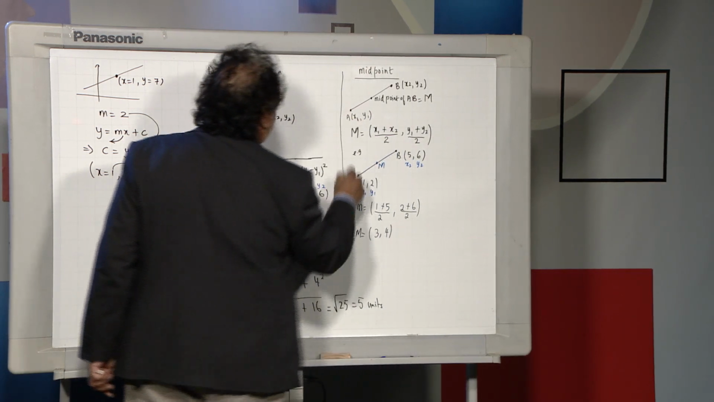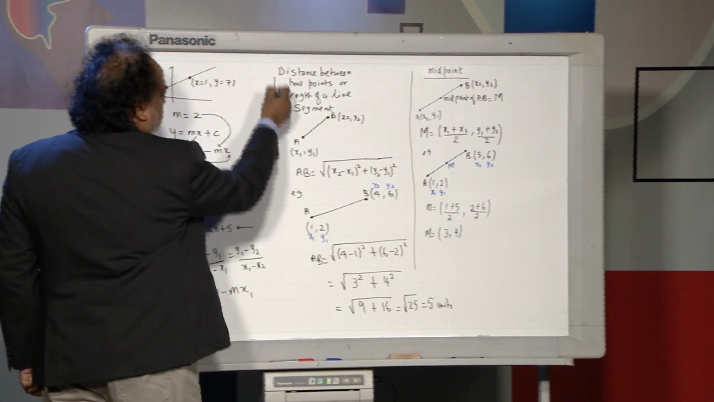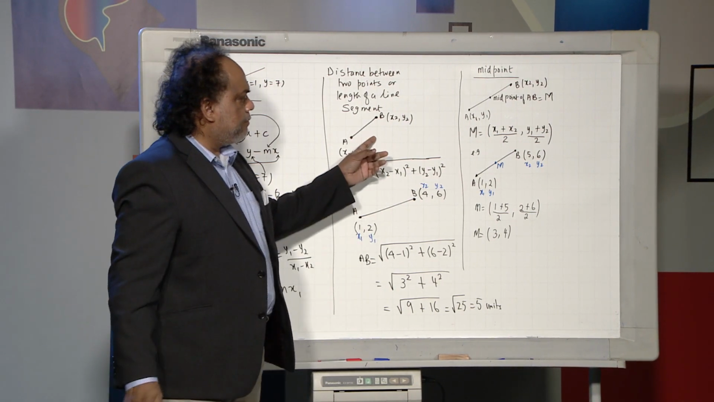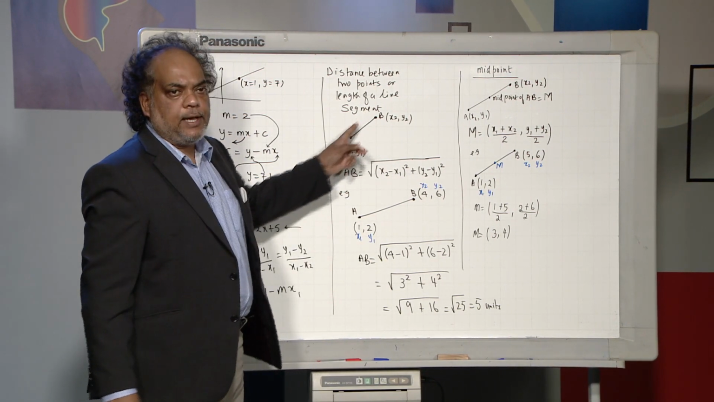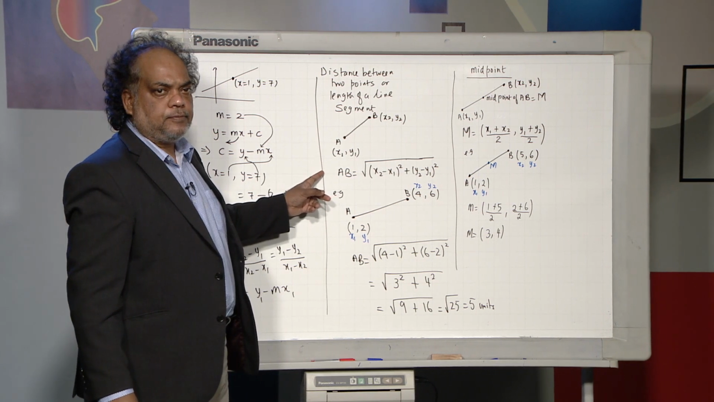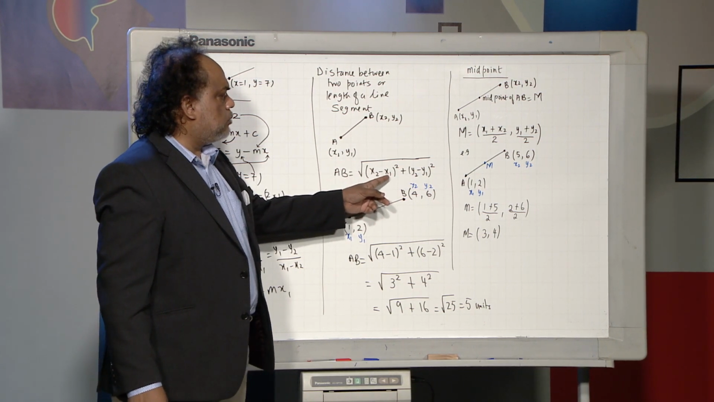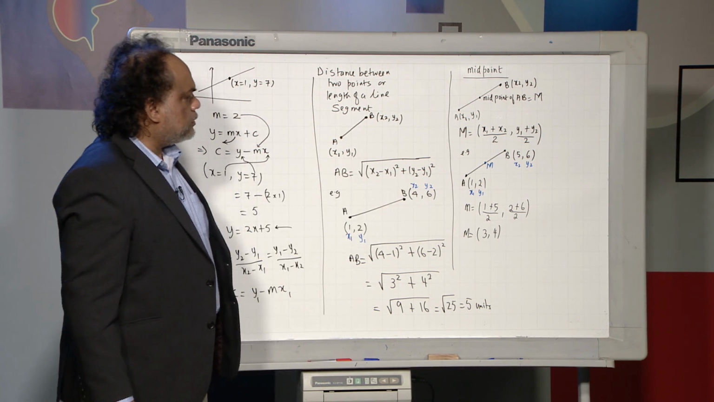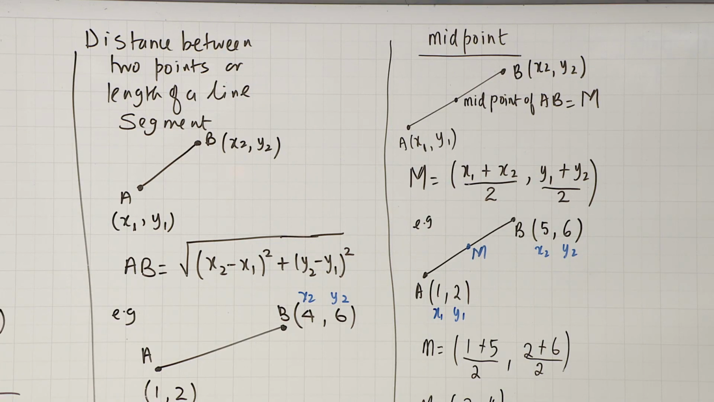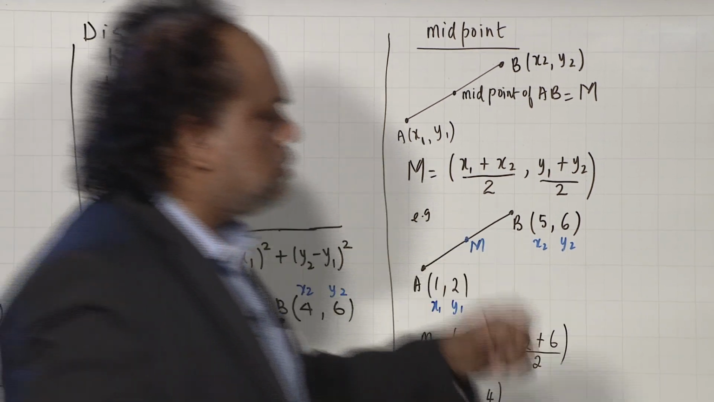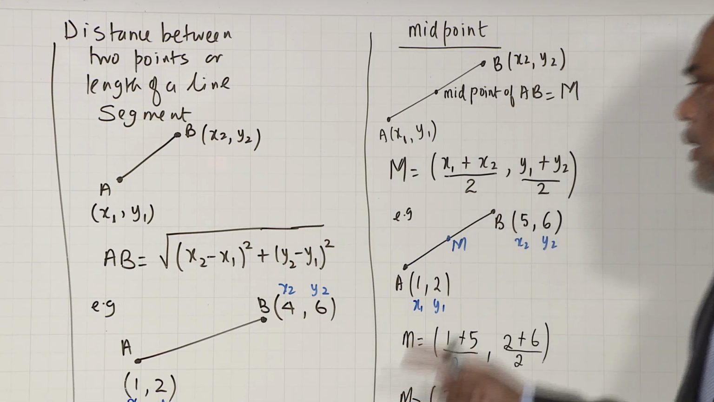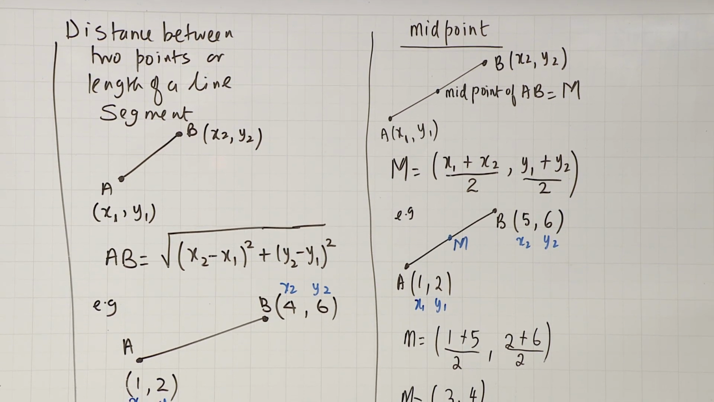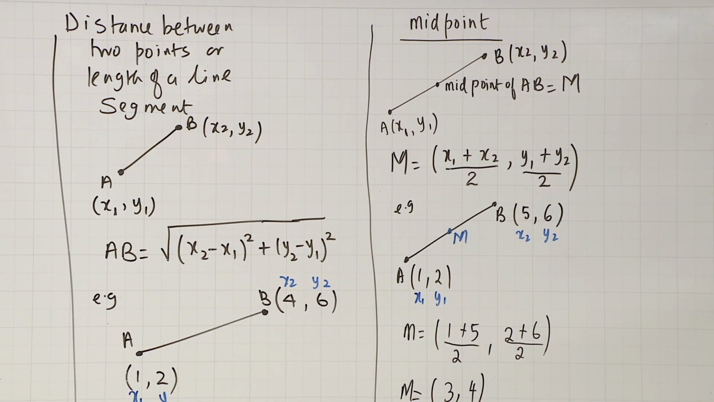So, here we have looked at two formulae. The distance AB is given by the square root of x2 minus x1 squared plus y2 minus y1 squared. And then the midpoint is given by x1 plus x2 over 2, y1 plus y2 over 2.